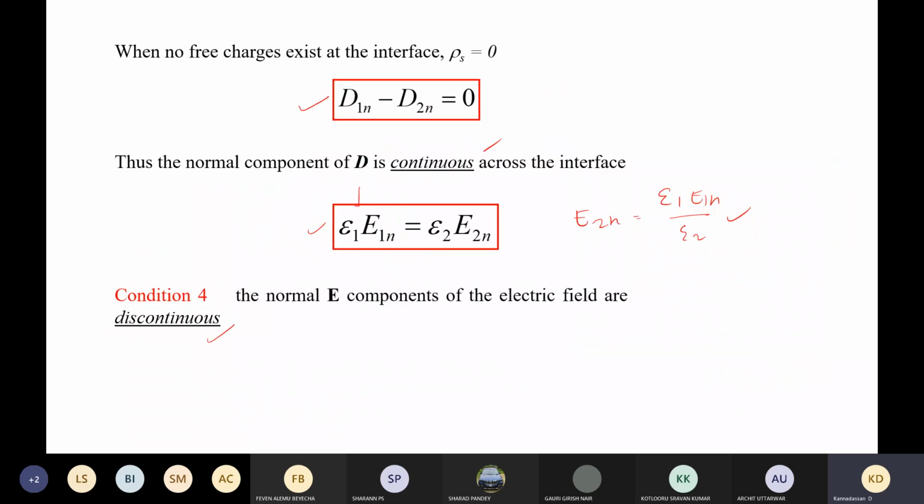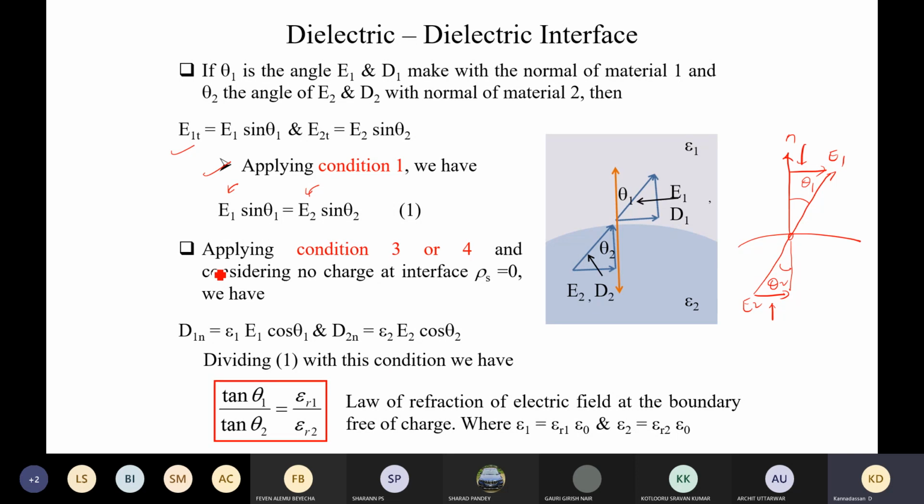Conditions 3 and 4 state that the normal components will be discontinuous even when the charge density is 0, that is, surface charge density is equal to 0. So now we are finding these normal components. The normal component we can calculate with the cosine term. When you substitute the cosine term and divide equation 1 by equation 2, you will get an interesting expression: tan theta 1 by tan theta 2 is nothing but epsilon r1 divided by epsilon r2.